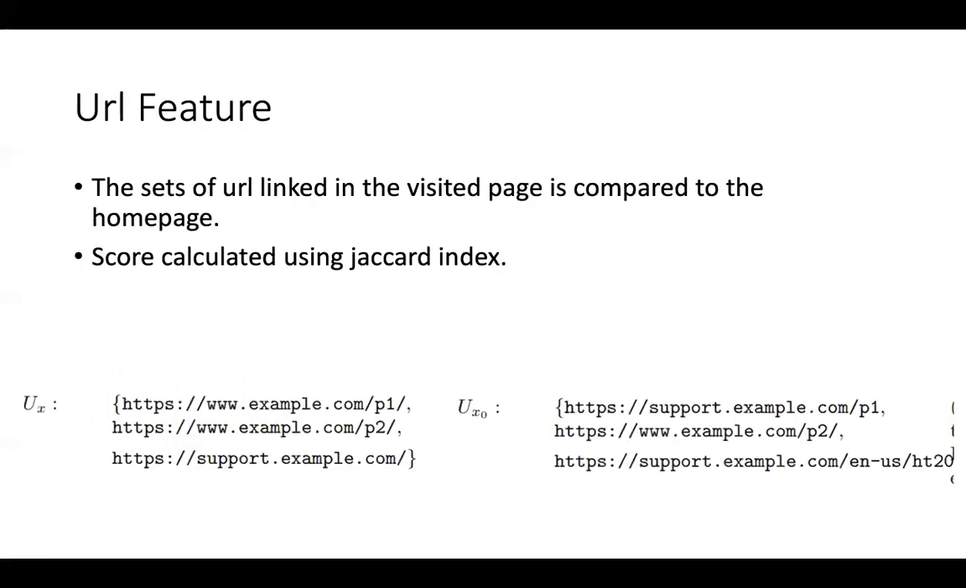So basically what they do is that they use the visitor page and then they compare it to the home page, and see what links are linked in the visitor page versus the home page. So in this case, UX is the links linked in the home page and UX not is the links in the visitor page. So in this case, the only common link is the second one. So the score here is 0.2.